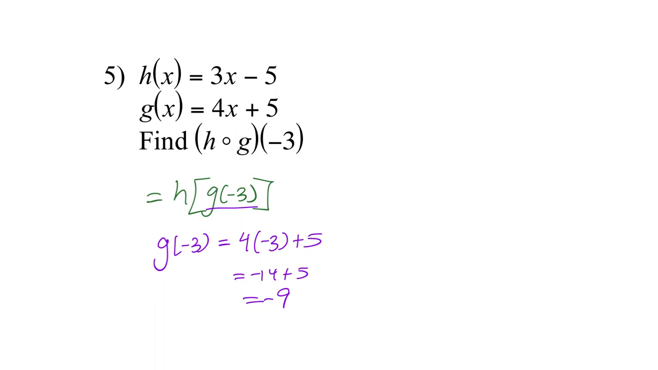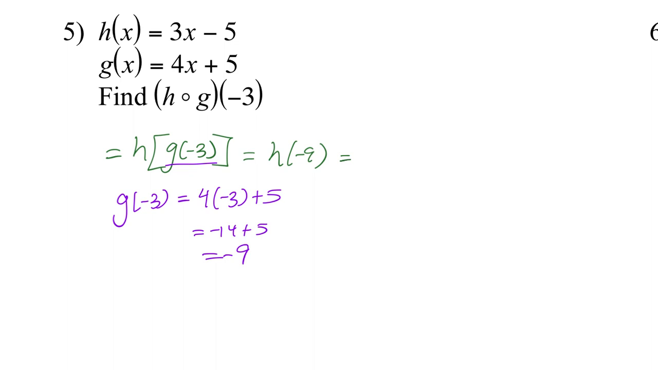Now that I have negative 9, I can substitute that negative 9 here. So this is the same as h of negative 9. So I'm going to take that negative 9 and plug it in on h. So again, negative 27 minus 5 equals negative 32.